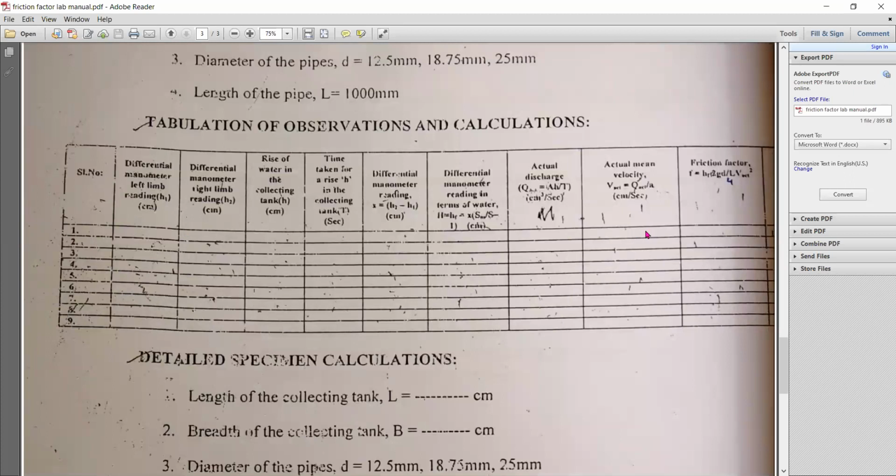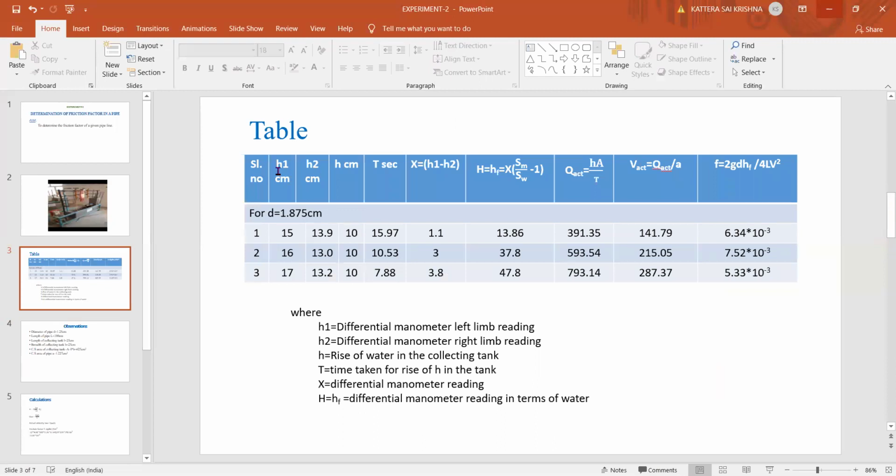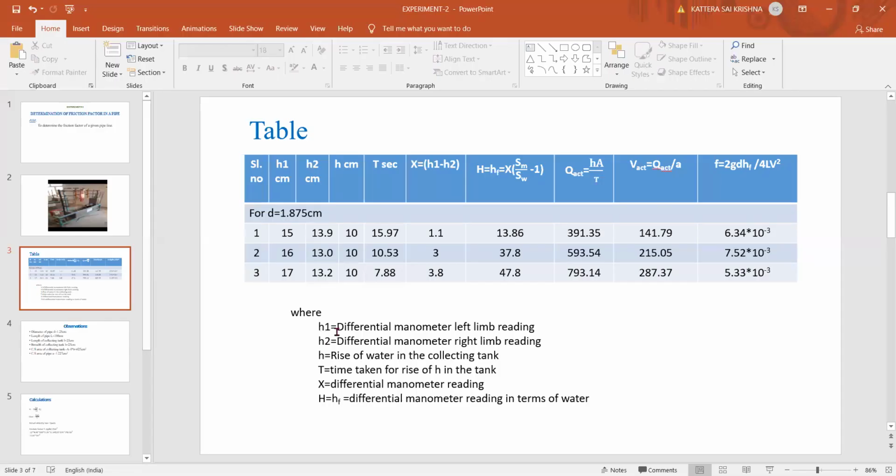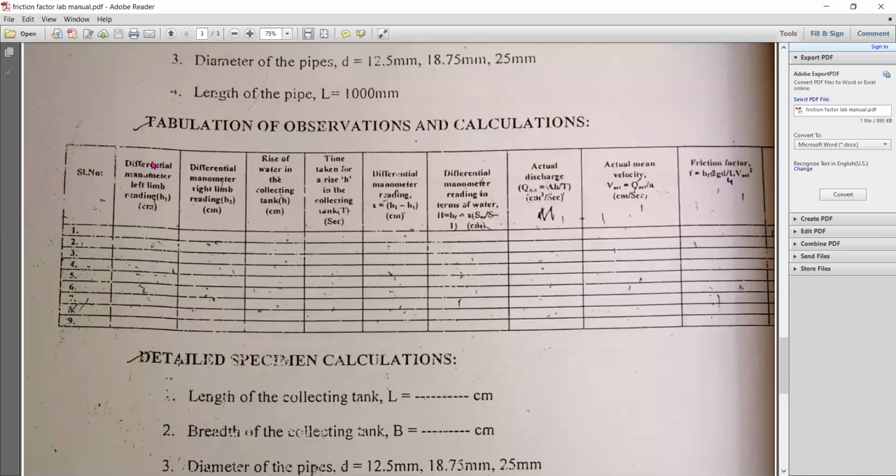This is our tabular column. Already we have seen it. So you need to write like this in the tabular column. Don't write only H1 like I have shown in the PPT. Okay, don't write like this. You need to write like this: differential manometer reading in the left limb. Suppose you are unable to write it here, what you need to do? At the bottom, the way I wrote in the PPT, you have to write what H1 means, what H2 means. In that way you can write as you wish, but it should be written either here or at the bottom of the table.